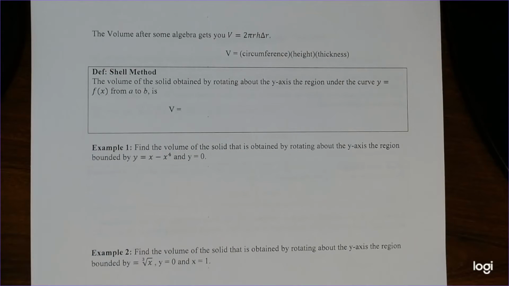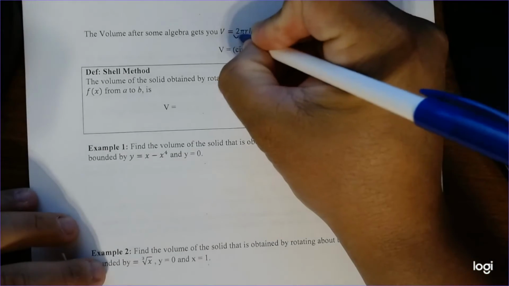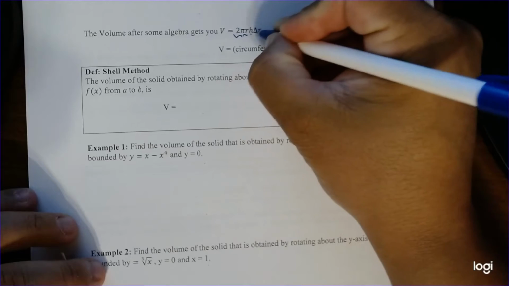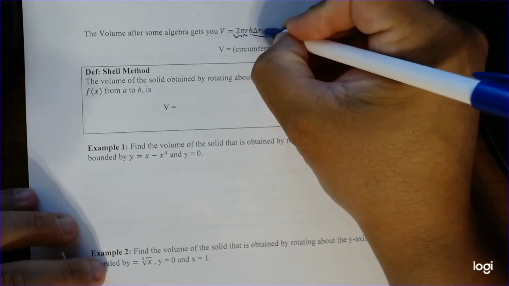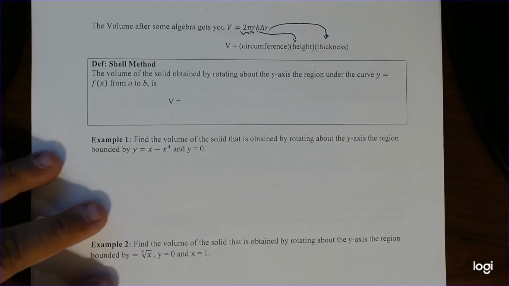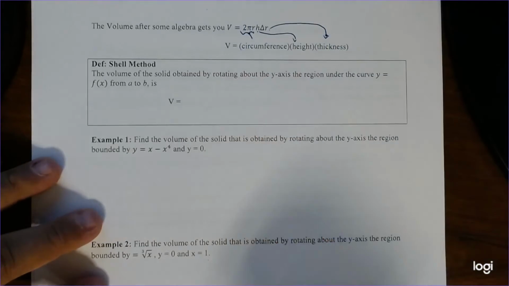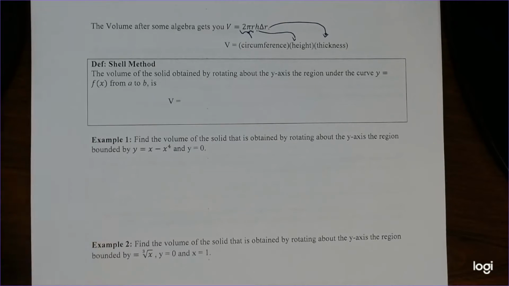So the volume after some algebra is equal to 2 pi r h times delta r, where delta r is a change of r. This is pretty nice because the circumference is exactly 2 pi r. h is considered the height, as we know, and delta r is considered the thickness of the cylinder itself. So each one represents one thing. Therefore, we have our new definition of the shell method.